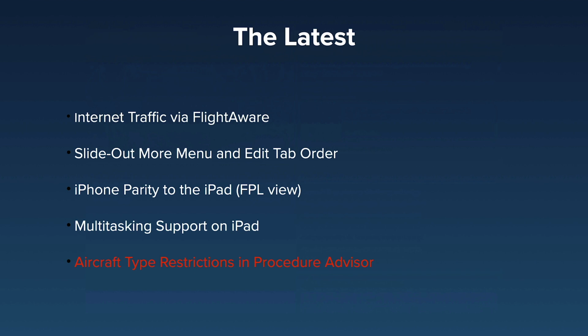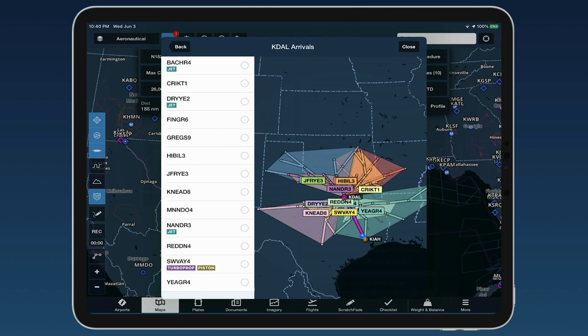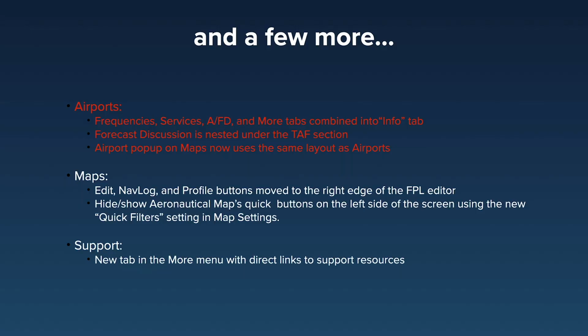We also now graphically depict aircraft type restrictions in the Procedure Advisor. So when you pull up Procedure Advisor, you will notice that certain ones are limited to the type of aircraft, in this case jet. The Dryer 2 is also jet, as is the Neander 3. But the Sway 4 is turboprop and piston only. And you get that graphical description right there in Procedure Advisor.